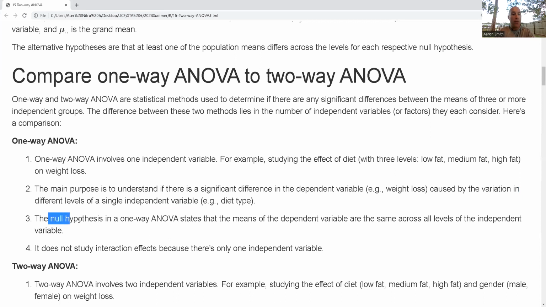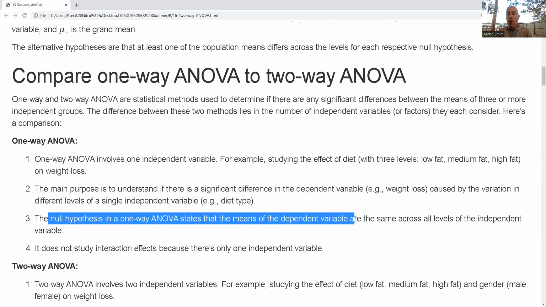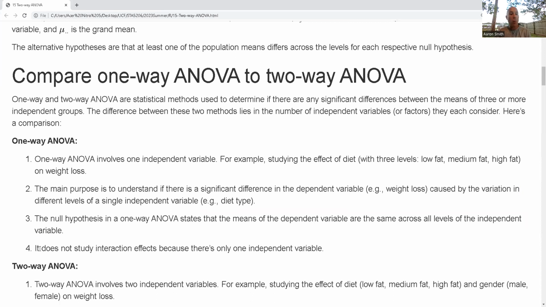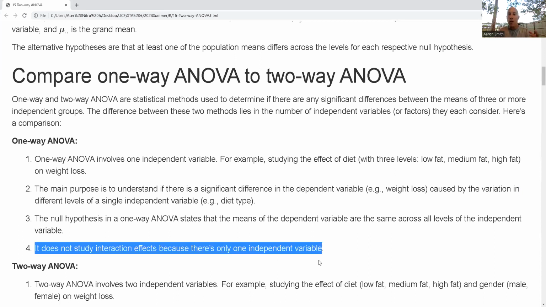The null hypothesis of a one-way ANOVA states that the means of the dependent variable are the same across all levels of that one independent variable. And one-way ANOVA does not study interaction effects because there's only one independent variable. We can't have interaction between two variables when I only have one variable. I have to have two variables to do that. Makes sense, right?